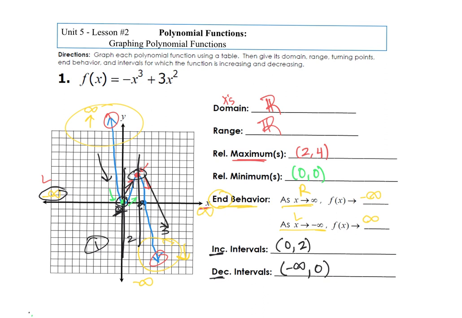And then we're in my third section, that I labeled. We switch to going back down. So again, that's decreasing. And for which x values are we going down between? From 2 to the right forever, which is infinity. We are decreasing.